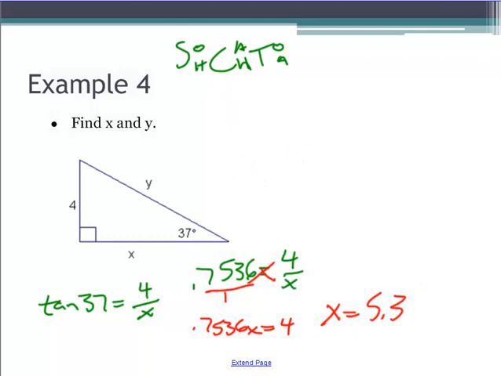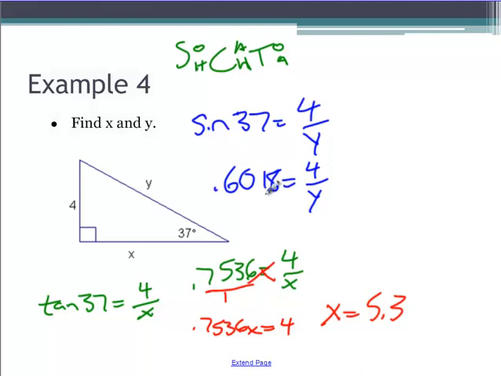Now to find y, it's the hypotenuse, so I know I'm using sine or cosine because those have hypotenuse. I'm going to use 4 instead of the decimal for x because that way it's going to be more accurate. So I'm going to use the opposite side, which means I'm using sine. So sine of 37 equals 4, opposite over hypotenuse, 4 over y. So sine of 37 is 0.6018, and it keeps going on forever.